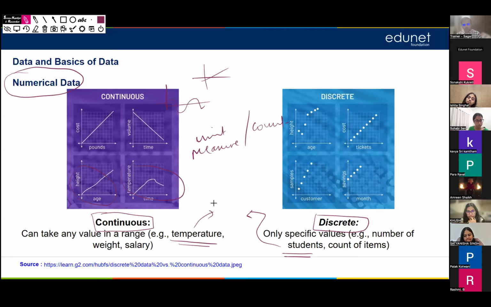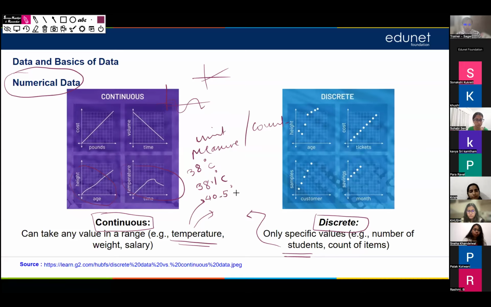Not always. The temperature, for example, will not always be lowest to highest, but you are right. I'll tell you the major difference between both. Temperature, can the temperature be 38 degrees? It has to have Fahrenheit or Celsius, otherwise it makes no sense. Let's say we have Celsius. Can the temperature be 38.1 degrees Celsius? Yes. Can it be 40.5 degrees Celsius? Yes.